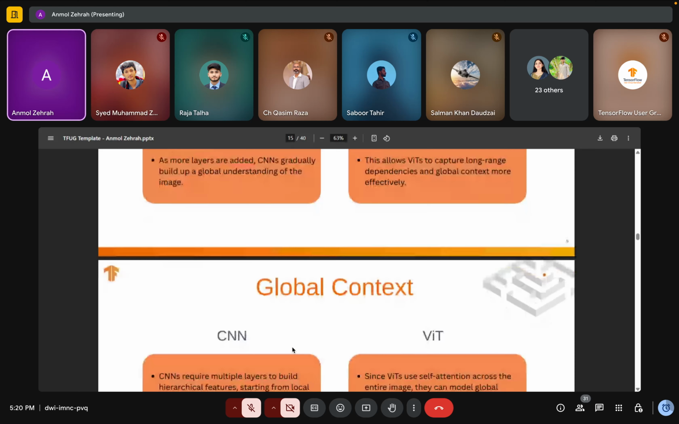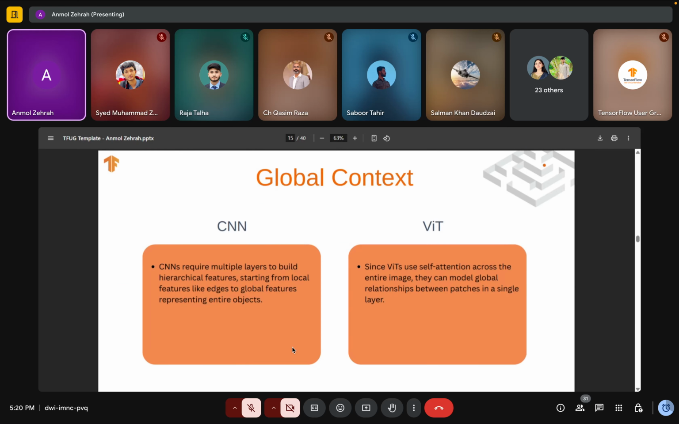Now, coming to global context, we've already discussed this slightly, but let's have a better look at it. CNNs will always build context layer by layer. That's why we have so many layers over there, right? They start from local features and then slowly piece together to reach the global structure. But ViTs cut short that process. Thanks to self attention, they can model any relationships across the entire image in one single layer. That is why they are very good at capturing global dependencies.